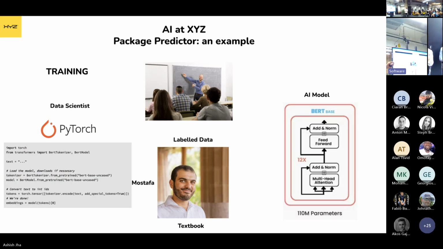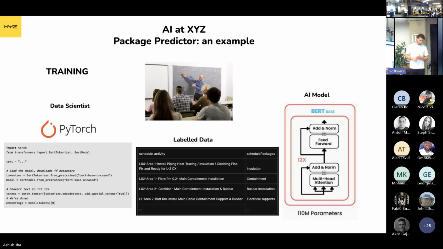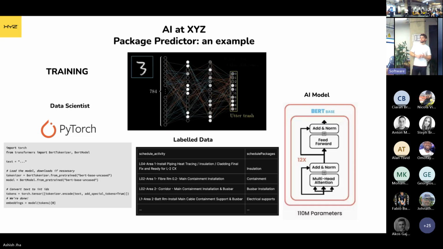And to make Ahmed's role more concrete, he uses PyTorch, I suppose. He writes some code which loads this BERT model from some libraries using Torch, and he's ready to use that label data from Mustafa. And now he's waiting for Mustafa to give the label data. How does that look? It basically is the text for schedule activity, and then the equivalent categories for schedule packages. This is the real setup that we work with to build package predictor.